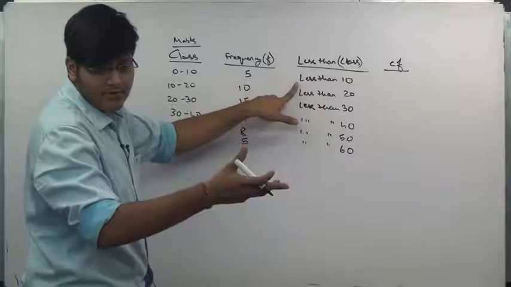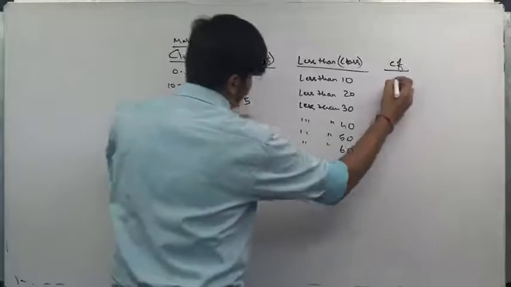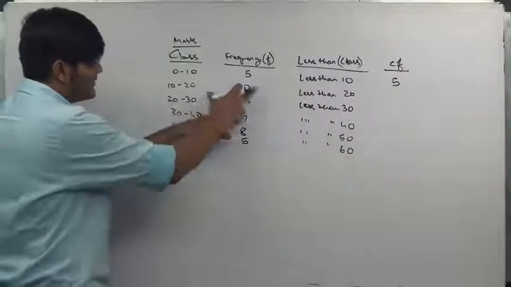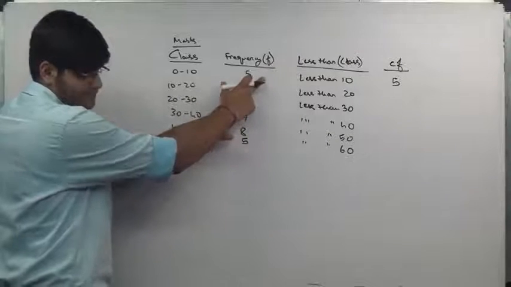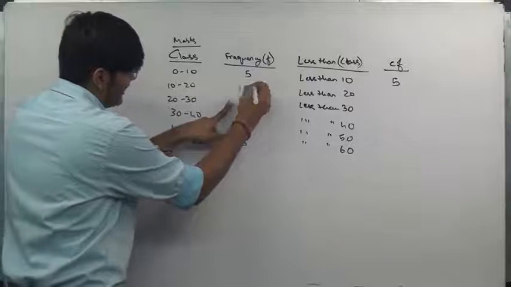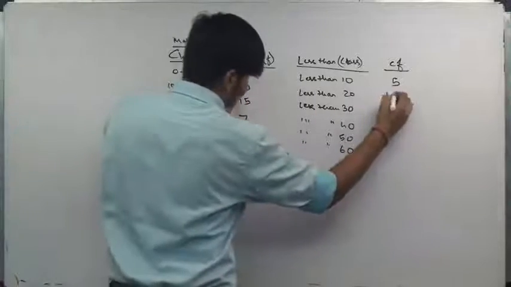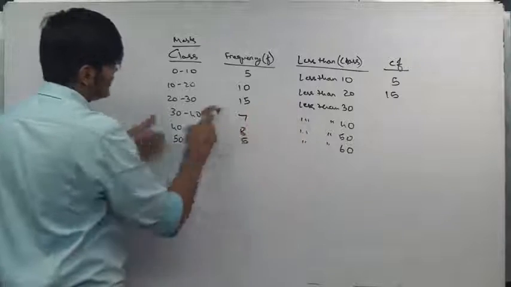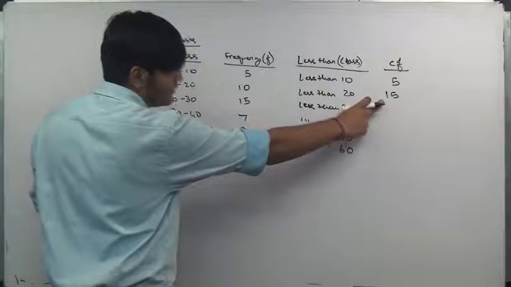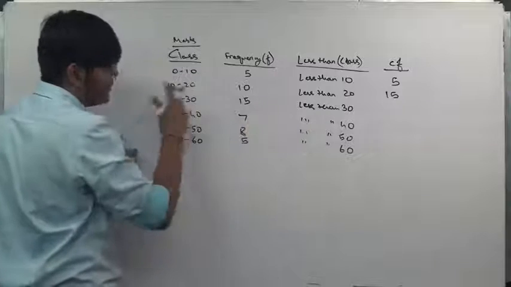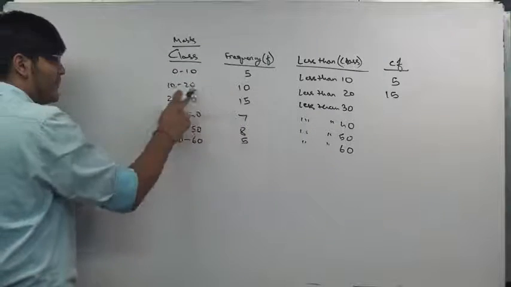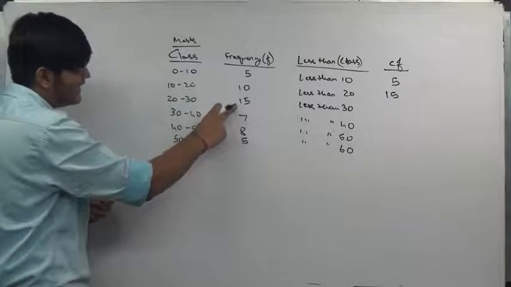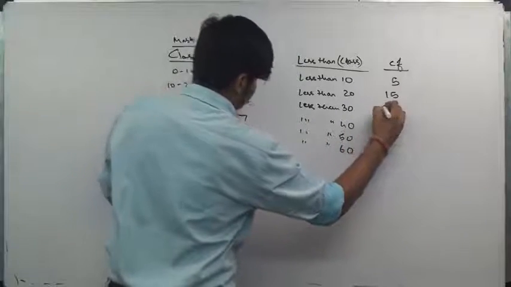From 0 to 10, how many people have scored? 5. When we are saying less than 20, it also involves this particular class along with this class. This frequency added up with this frequency comes down to 15, 10. Then less than 30. Less than 30 is to be added with the result that we have got here. Less than 30 involves the people who have scored below 10 as well as below 20 as well as below 30. So we add these three. What do we get? 30.